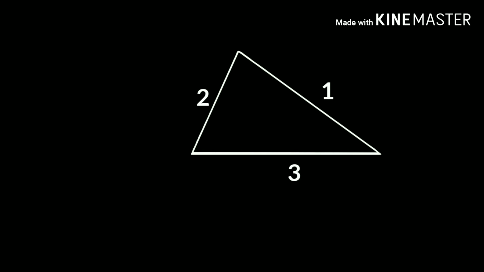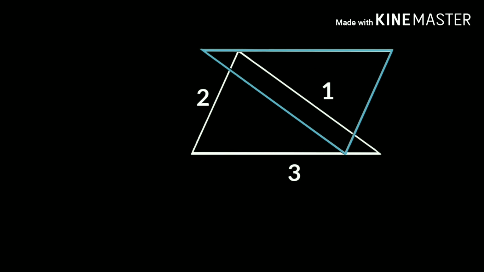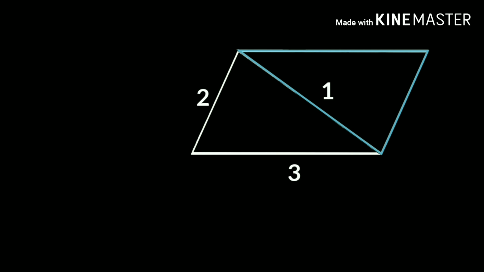Let us take a triangle and name its three sides as 1, 2 and 3. And let's take a copy of this triangle and rotate it by 180 degrees and paste it such that the side congruent to side 1 coincides with the side 1 of the original, and this results in the formation of a parallelogram with side 1 as one of its diagonals.